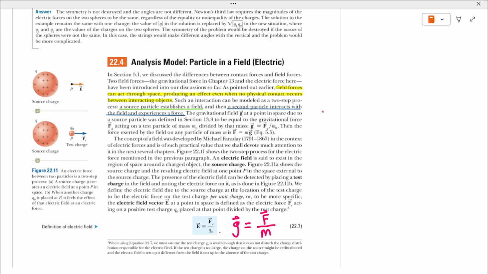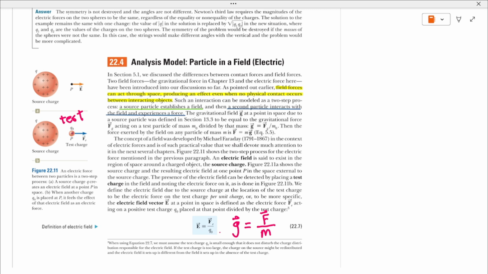And the direction of the electric field is going to be in the same direction that a positive charge would hypothetically feel a force. And so this is called a test charge, meaning that it doesn't actually exist. We hypothetically put a positive charge in here without altering the electric field from the source charge, and we consider which direction that charge is going to feel an electric force from the source charge.